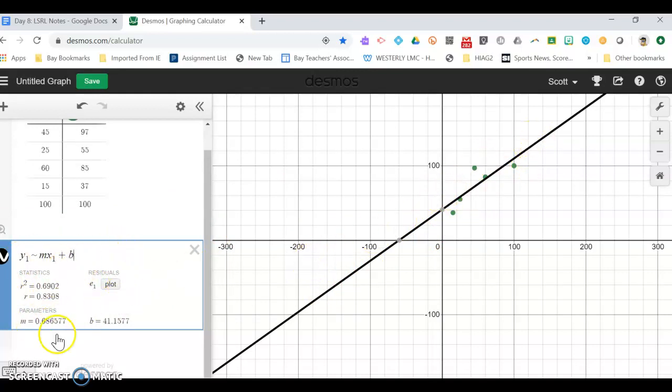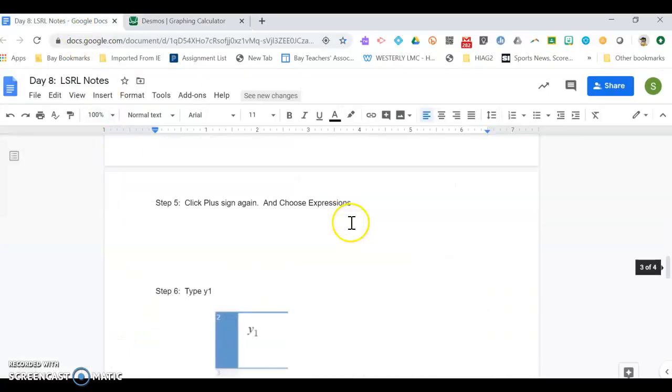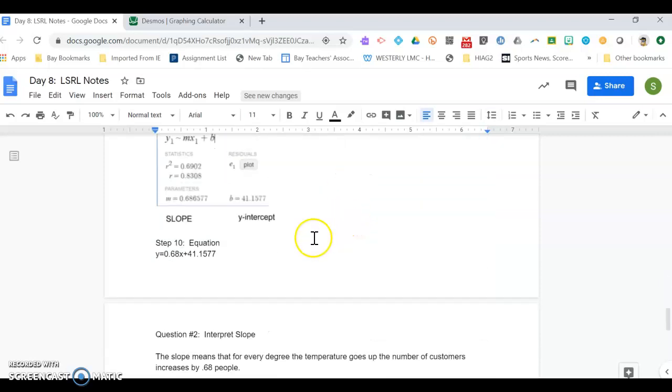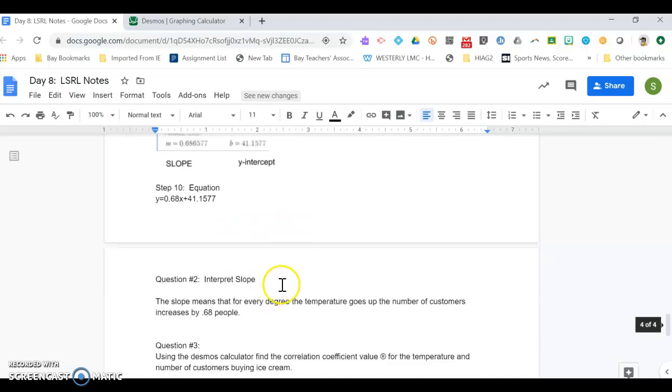And over here, this is telling me the equation. So this is saying that my y value is going to be equal to m, which looks like it's going to be 0.68577, times x plus b, which is 41.157. So the first thing that we were asked to do is determine what the equation is. And we get the equation to be 0.68x plus 41.577.